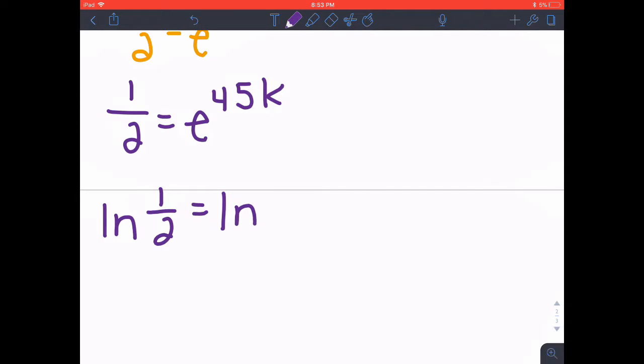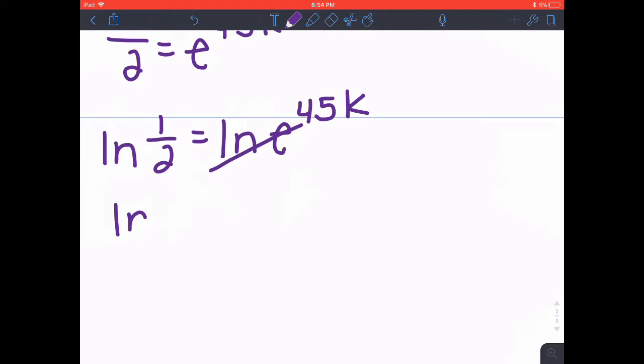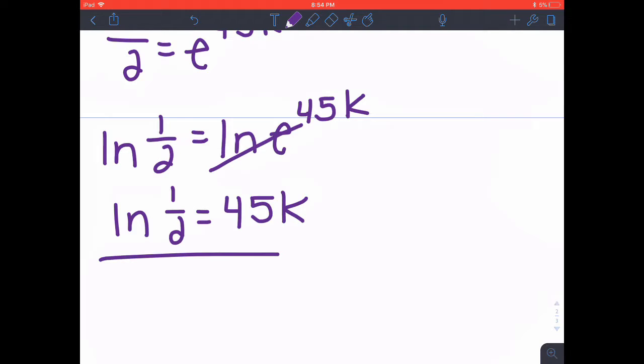So you take the ln of both sides, and you get ln of 1/2 equals ln of e to the 45k. As you should know, ln of e cancels out to just 1, so you get ln of 1/2 equals 45k. Then you divide both sides by 45, and you get ln of 1/2 divided by 45.